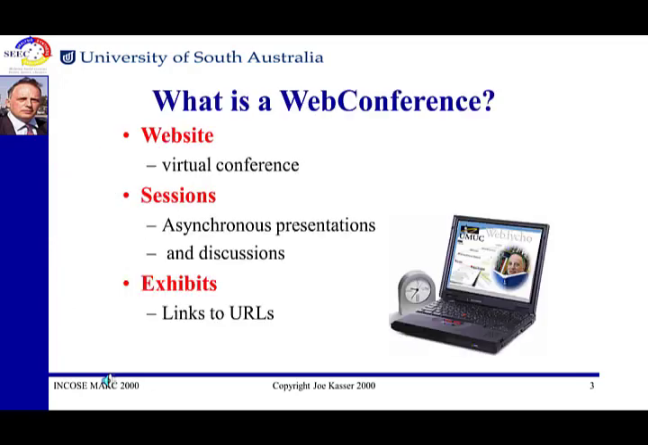A web conference in this context is basically a website with a virtual conference in it. You access the website, you find the sessions, the presentations are asynchronous, just like this one, and the discussions are also asynchronous. And there are exhibits, just like at this conference. The only difference being there, the exhibits are links to URLs, and the exhibitors can provide whatever they want to the people who get there. And so the exhibitors can do show and tell, but they don't have to travel to the conference site.